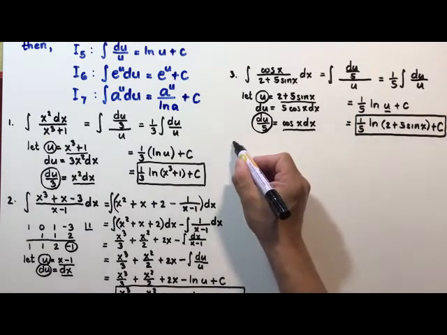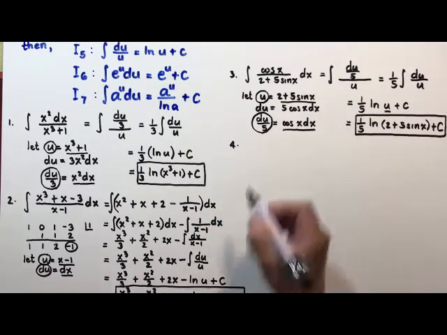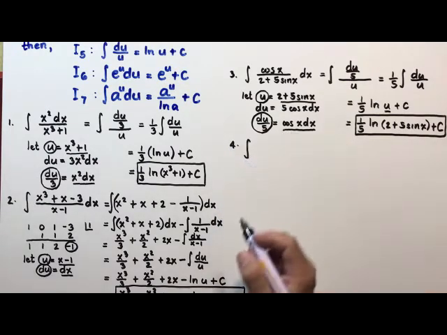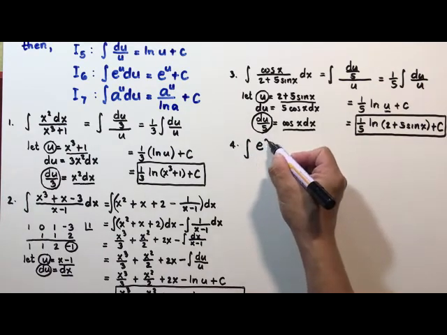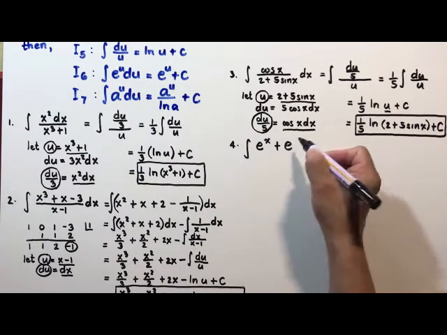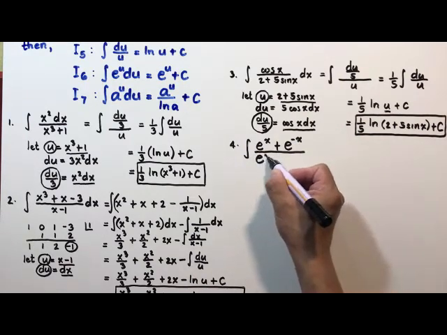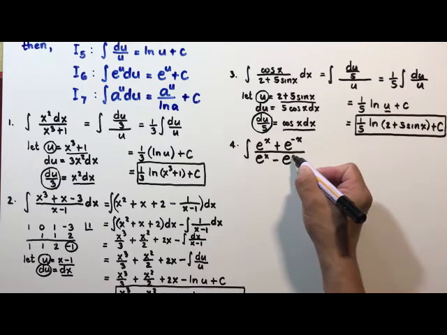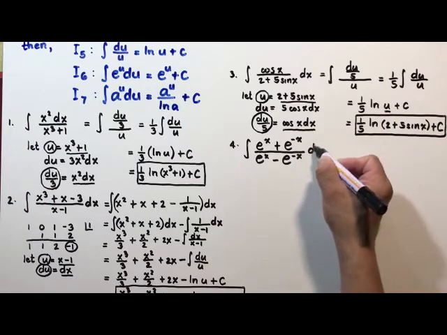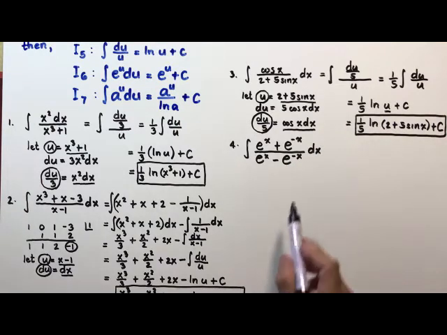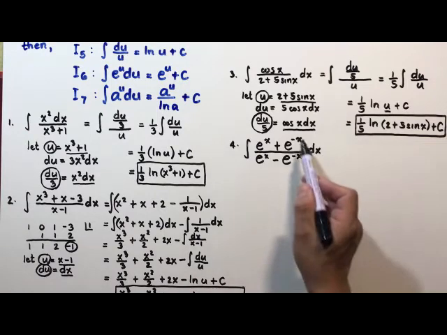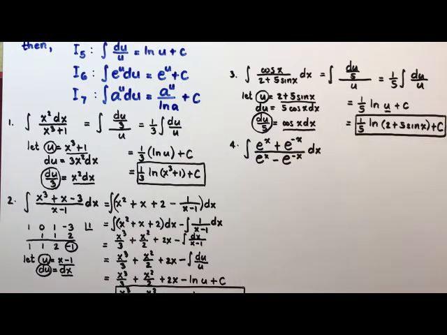Now, let's proceed to example number 4. What is the integral of e to the power x plus e to the power negative x over e to the power x minus e to the power negative x dx? How are you going to integrate this rational function? Again, it is something scary looking at this expression. But actually, you don't need to panic.